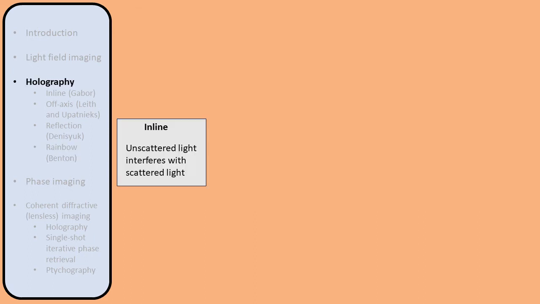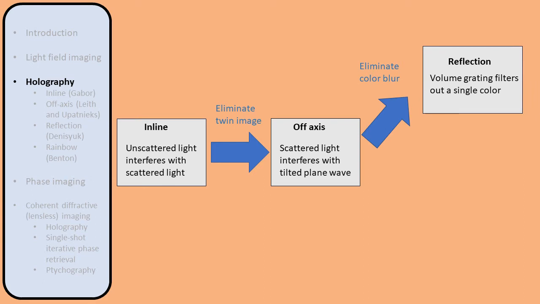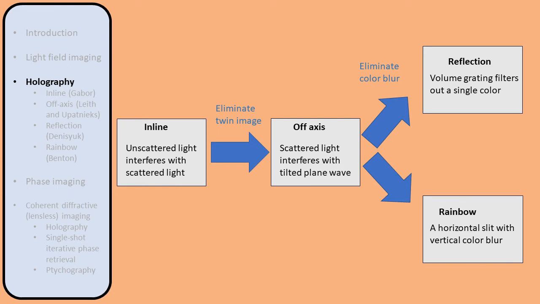So in summary, in inline holography we obtain phase information by letting the scattered light interfere with the unscattered light. This gives a problem with the twin image, so in off-axis holography we let the scattered field interfere with an off-axis plane wave to eliminate the twin image. If such a hologram is viewed with white light, the reconstruction will be blurred due to the different colors of light. Color blur can be eliminated using a volume grating, which filters out a single wavelength of light, or by reconstructing the field in a horizontal slit while having vertical color blur.